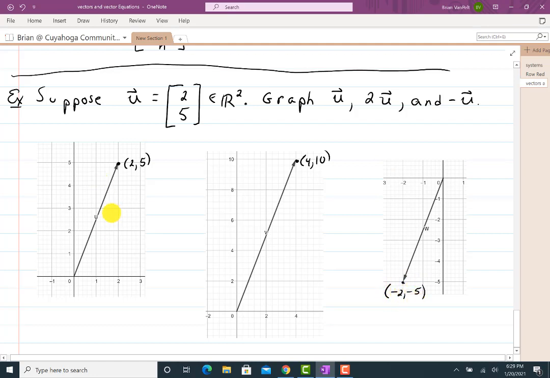So this vector right here, v, was equal to 2u, and this one here, w, was equal to -u. Notice it points in the opposite direction as u does. And that's kind of the way that they work. The number that multiplies out there can also change the direction of the vector if it's negative. If it's a positive number, it won't change the direction of the vector, but it will adjust the length of it.